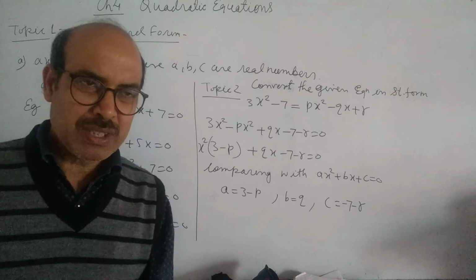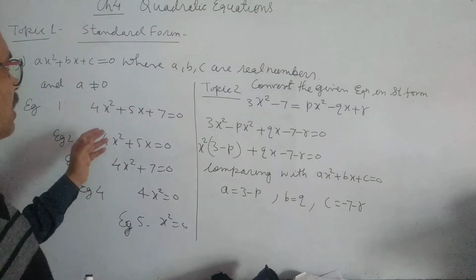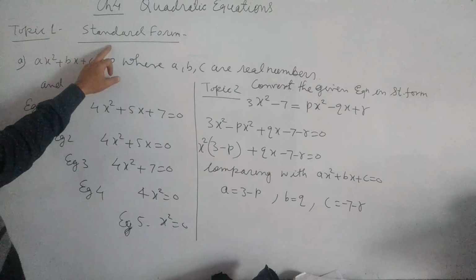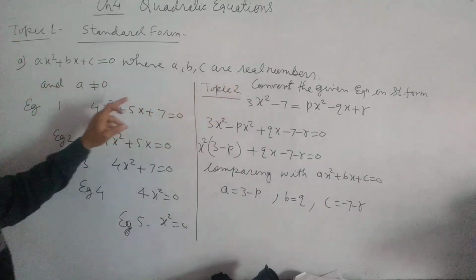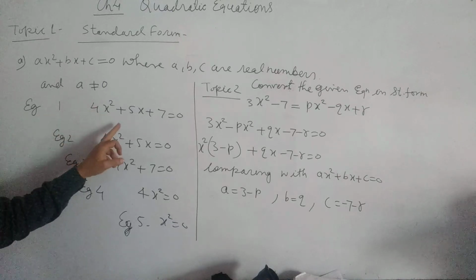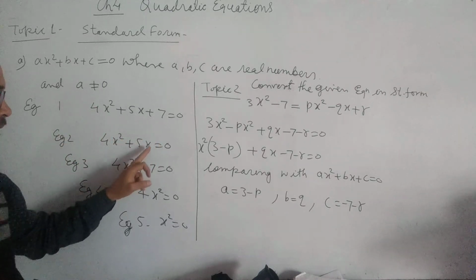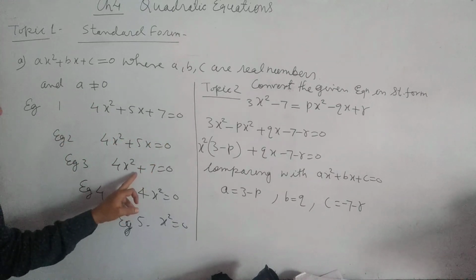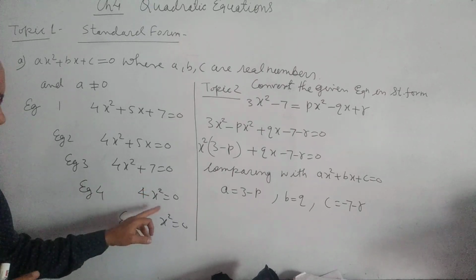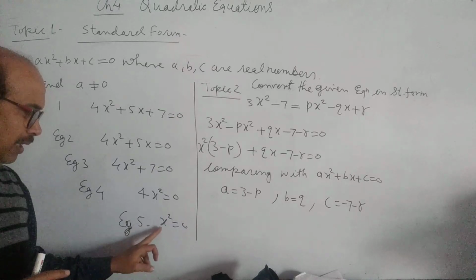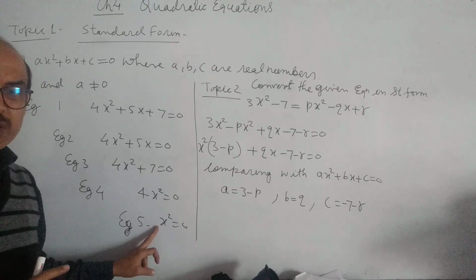Once again, within 1 minute, we can revise the two topics. Standard form of the quadratic equation: ax square plus bx plus c equal to 0. A, b, c are real numbers. A should not be 0. Out of the 3, any one can be 0. Here c is 0. Here b is 0. Here b and c both can be 0. This is also possible. Here the coefficient is 1, a is 1, but still it is a quadratic equation.